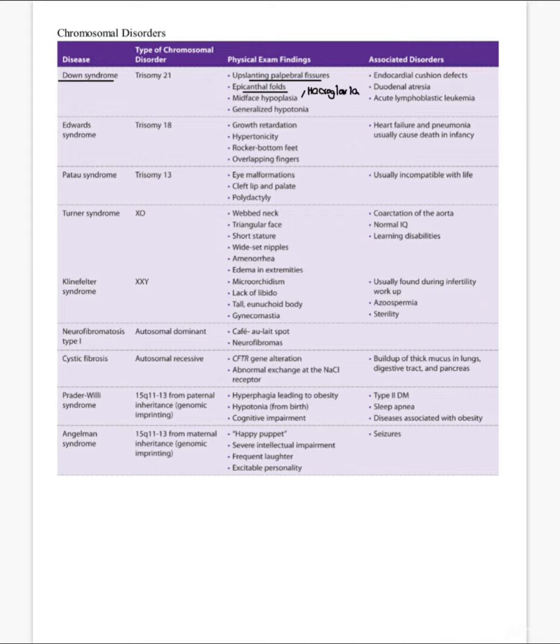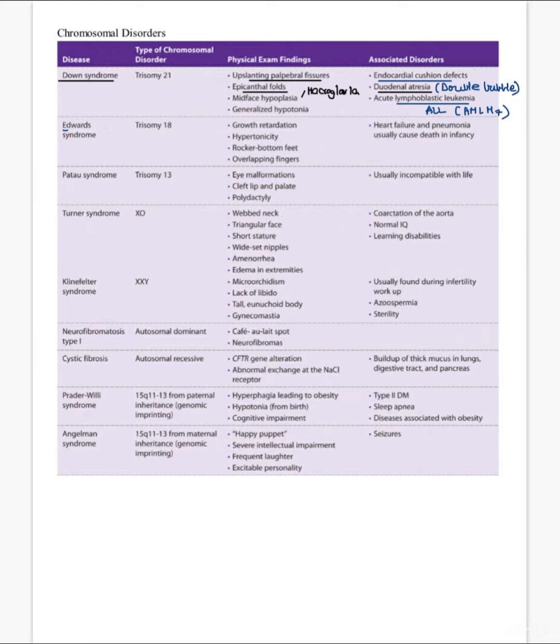Then coming on to the associated disorders, this is associated with duodenal atresia, and duodenal atresia shows the double bubble sign. This is again a frequently asked MCQ. Then this may be associated with ALL, again important. And which AML is associated? It's associated with AML M7, again MCQ. And the endocardial cushion defect is the most common defect in Down syndrome.